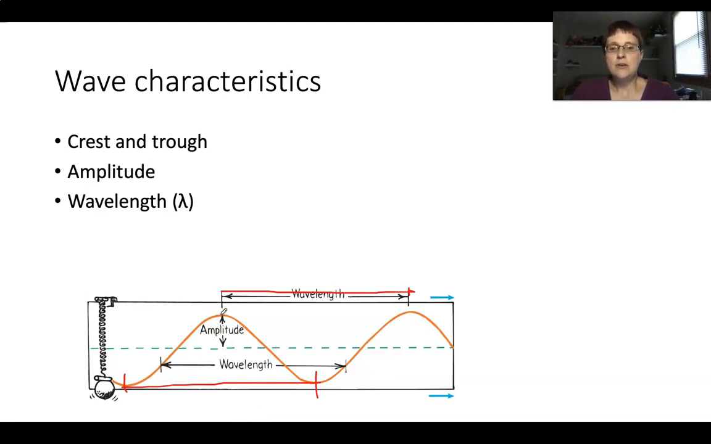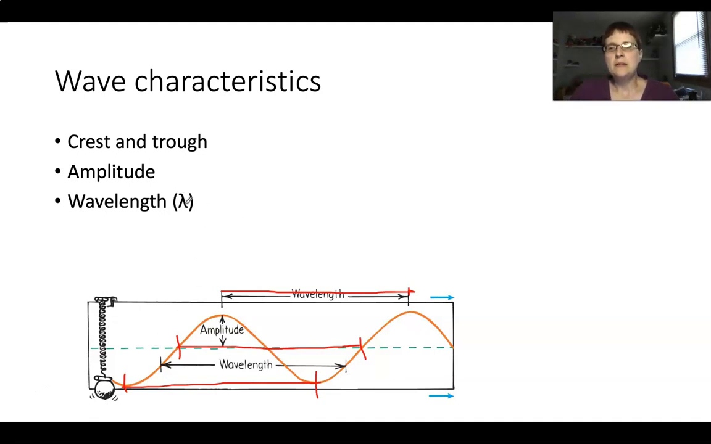So we could also mark the wavelength from any point on the wave to its equal point. So we can mark it from here to here, and that includes the entire wave because we marked from the starting point before the crest to the starting point before the next crest, and that gets us the full wave. We want to include the entire wave in our wavelength.